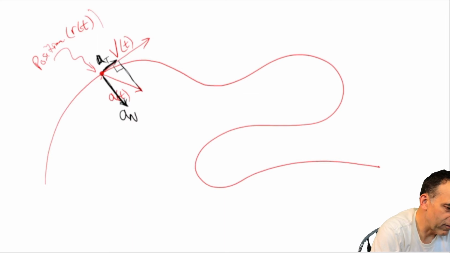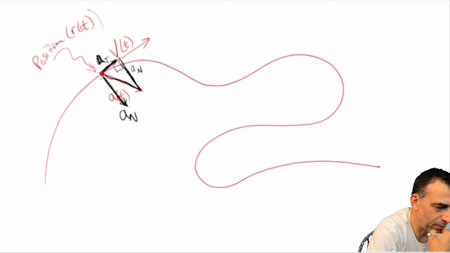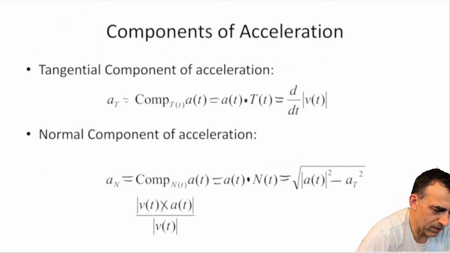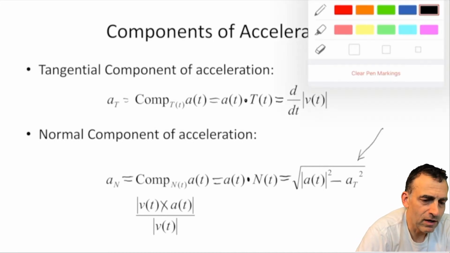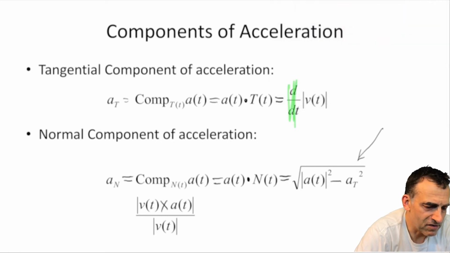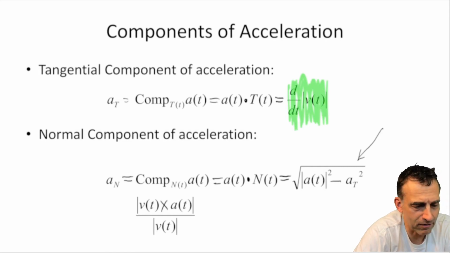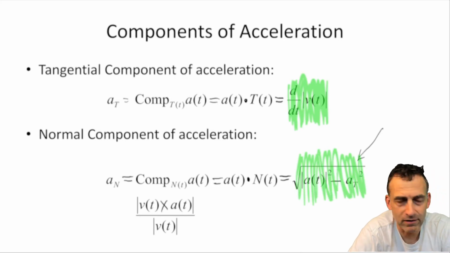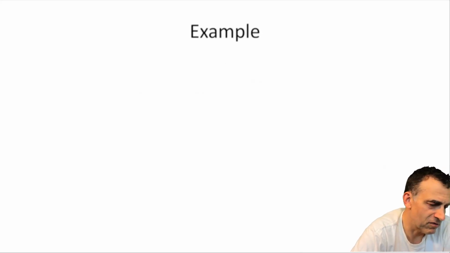So notice that you have a right triangle here where a sub n and a sub t are the two legs, and the hypotenuse is the acceleration itself. That's what you're exploiting right here, and that's the way I would suggest you do this. Out of all of these, this is the formula that I use the most for the tangential component of acceleration, and this is the formula I use the most for the normal component of acceleration. So let's go ahead and use those.